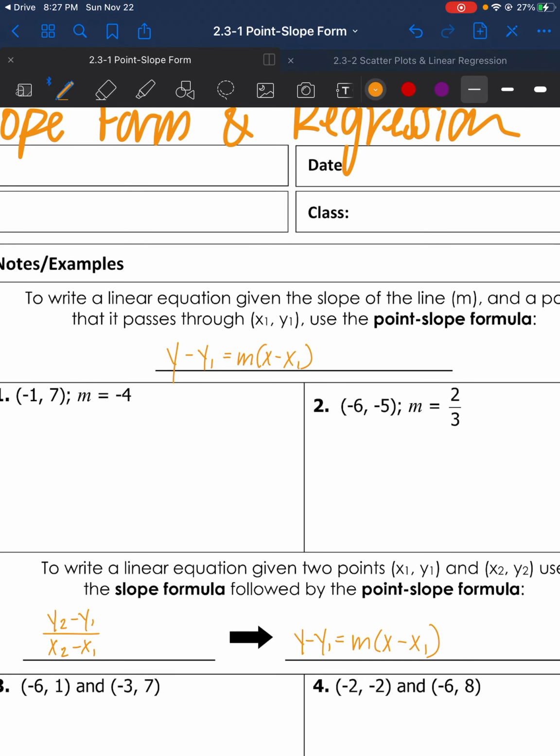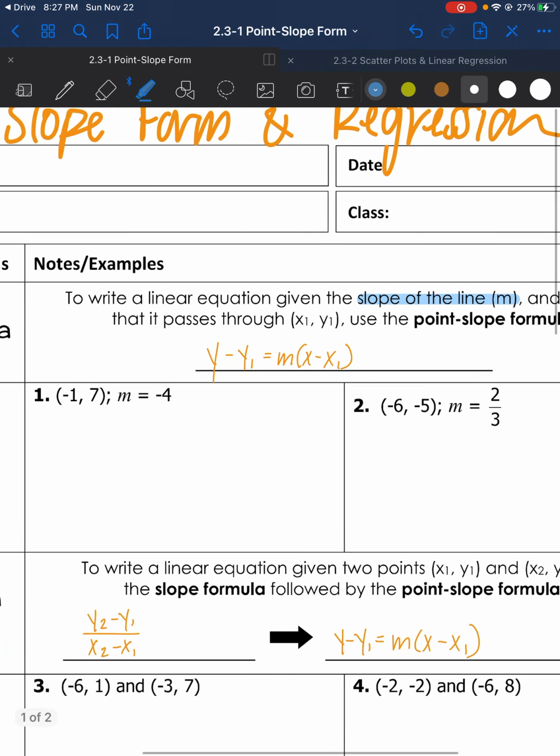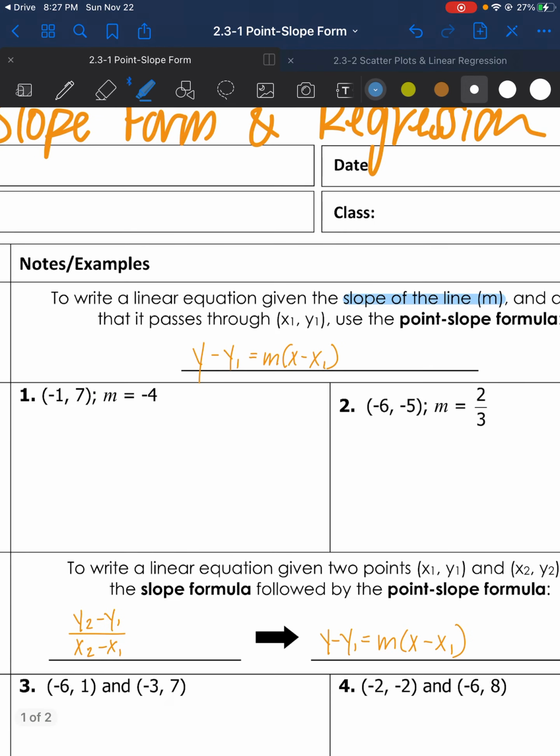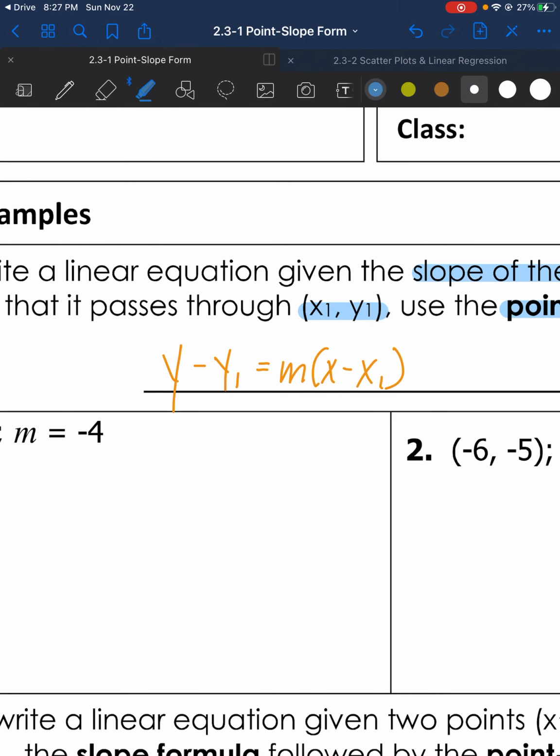Okay, so here it says to write a linear equation giving the slope of the line, which is m. Okay, so remember that from last section. The slope is m, and a point that passes through x and y. We use the point slope formula, so that's why we call it point slope, because we have a point and we have the slope. So something that I want to point out here is that we have this y1 and x1, okay, that correlates to the same coordinate point.